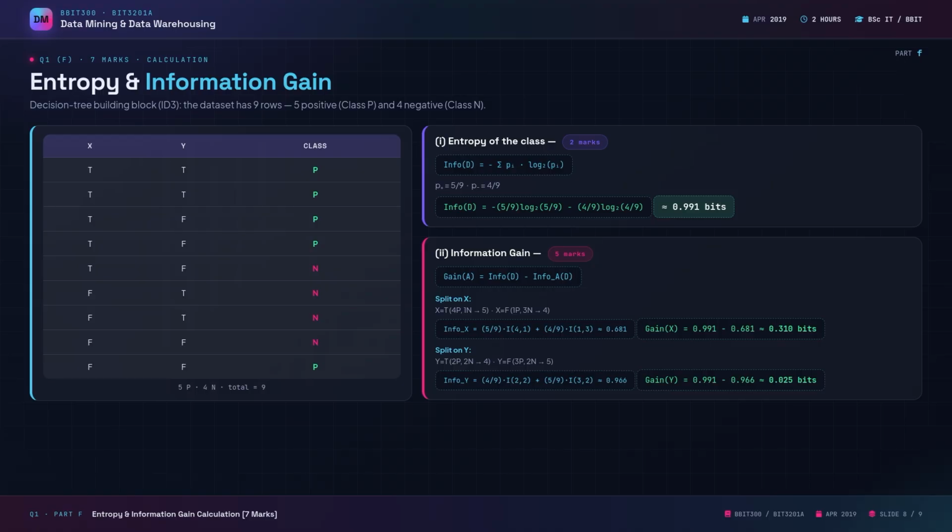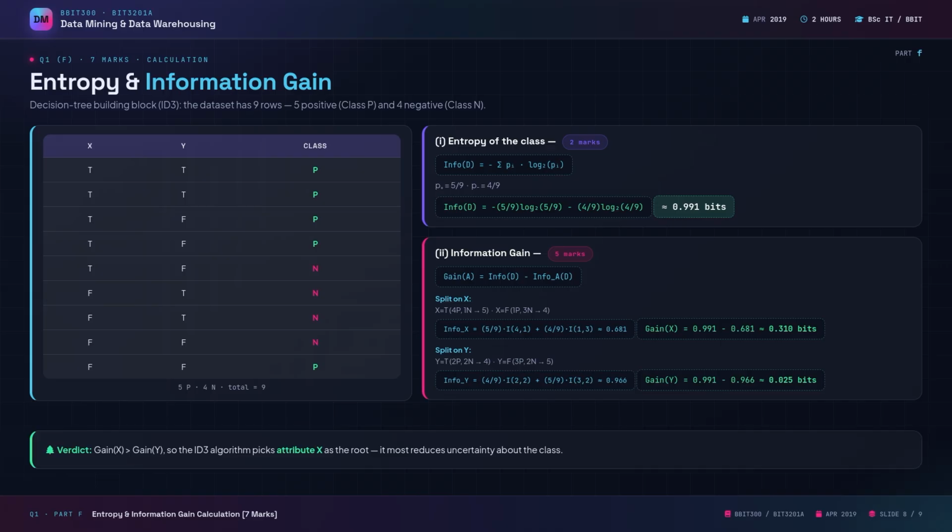Let's split on X first. When X equals true, we get 4 positives and 1 negative out of 5 rows. When X equals false, we get 1 positive and 3 negatives out of 4 rows. Working through the weighted entropy gives us an Info_X(D) of approximately 0.681, so the gain on X is 0.991 minus 0.681, which is approximately 0.310 bits.